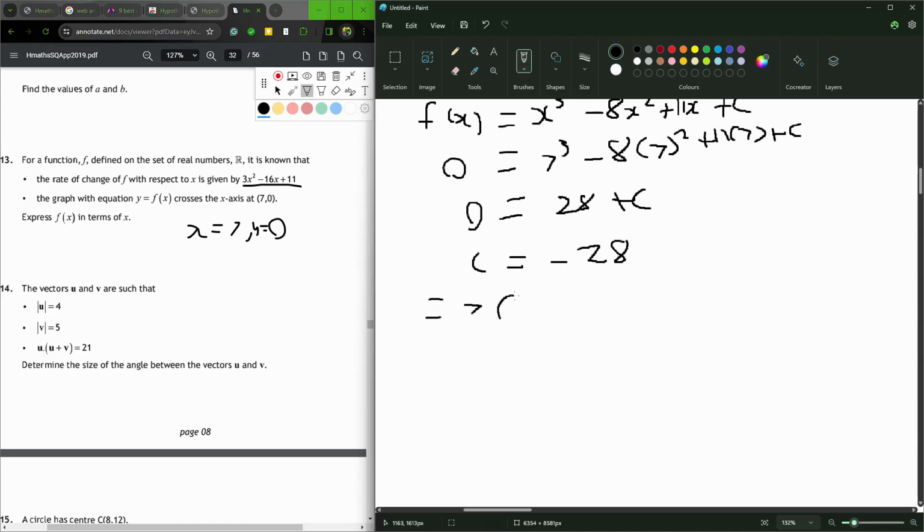Which means f(x) equals x cubed over 3, sorry, I messed it up. It's just x, it's not 7. 7's filling my mind, mate. Minus 8x squared plus 11x minus 28.